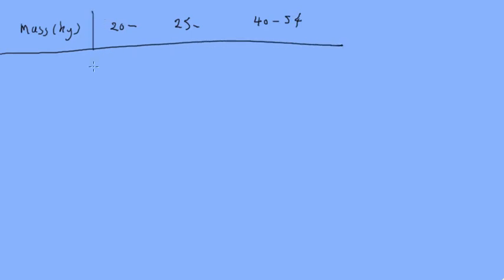So first, we're going to put this into a table. So we've got our mass in kilograms of our crates. So we've got 20 up to, but not including 25. Then we've got 25 up, and then we've got 40 to 54. Now we have the number of crates, which is our frequency, and we had 46, 22, and 7.